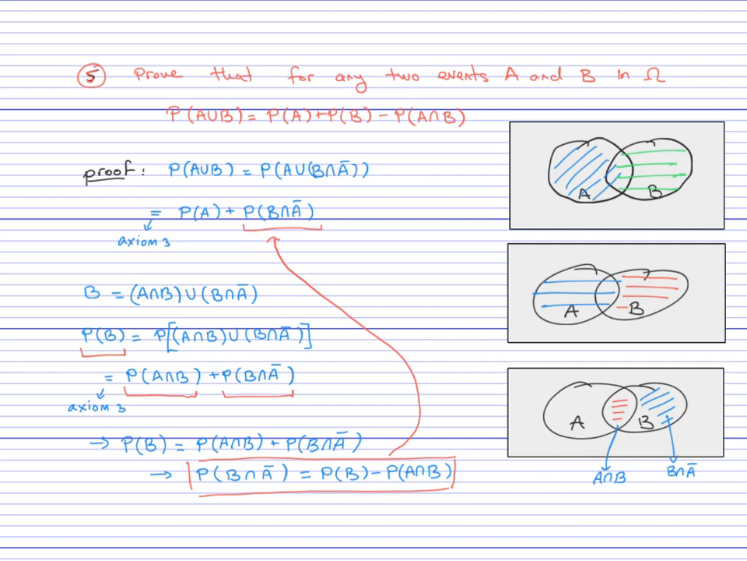Great. So now that we have this formula, we are going to replace the probability of B and not A with it. So let me write it. We get from here the probability of A plus the probability of B minus the intersection. So from here we get that the probability of A union B equals the probability of A plus the probability of B minus the intersection. And that's exactly what we needed to prove. And that's all.